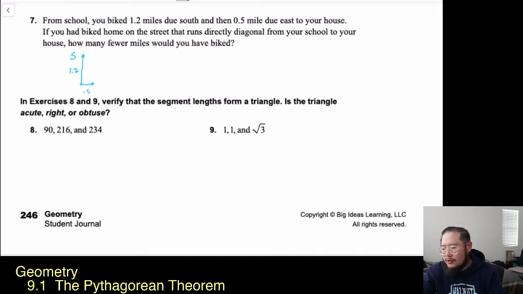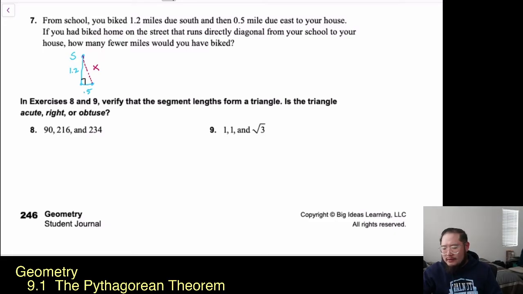All right, and it says if you biked home on the streets and you go diagonally, so what that means is, hey, we go from here to here, that's diagonal, right? I put that in red. The question is, well, how many miles fewer would you have biked? Well, first off, we have to figure out what's the distance for that x. And guess what type of triangle we have right here? No way, it's a right triangle. So we can use that Pythagorean theorem here to help us find the hypotenuse, which happens to be that diagonal.